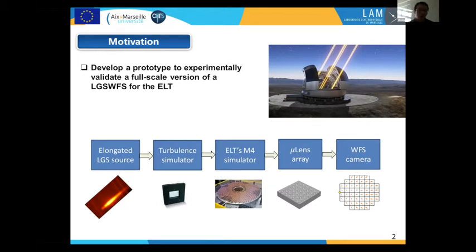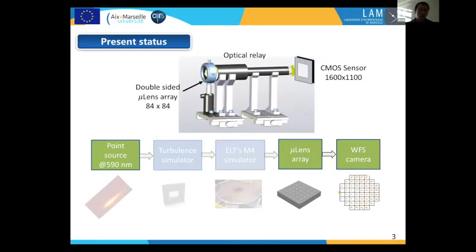The prototype consists of an elongated laser guide star source, turbulence simulator, ELT M4 simulator, microlens array, and a wavefront sensor camera. Now we have configured the point source whose wavelength simulates the sodium laser guide star, and the microlens array, which is 84 by 84 subapertures, and the wavefront sensor camera is 1600 by 1100 pixels.